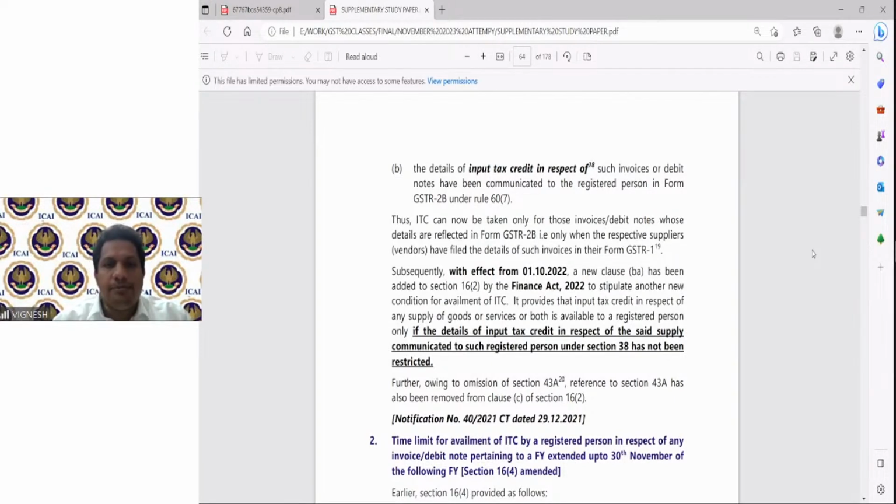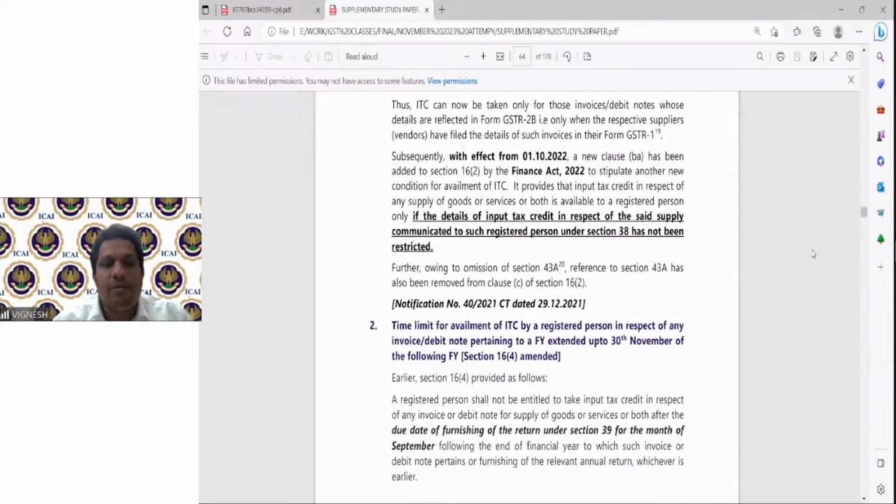Okay. Then, with effect from 1st October 2022, clause BA also has been added, another new condition: the ITC is available to the registered person only if the ITC which is communicated has not been restricted. That means it should not be a restricted credit.